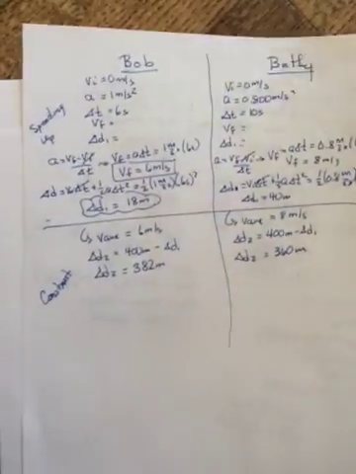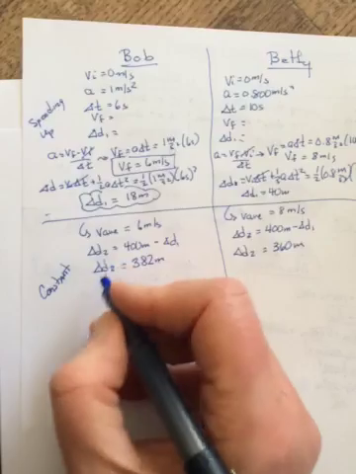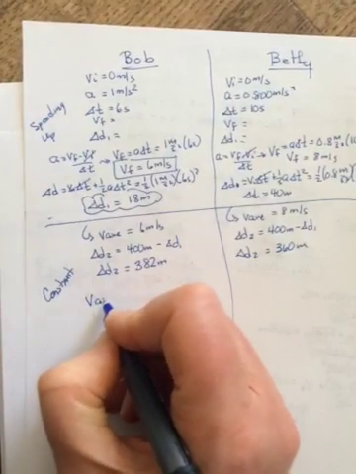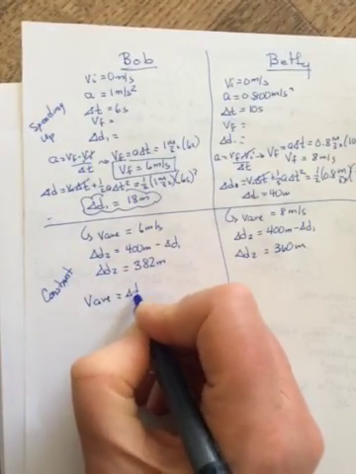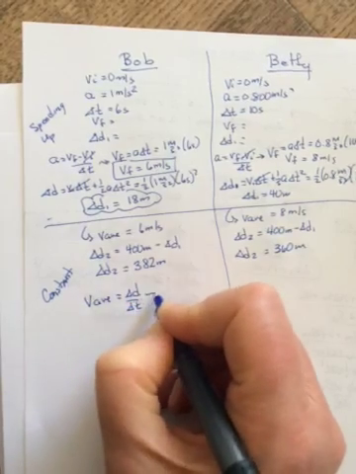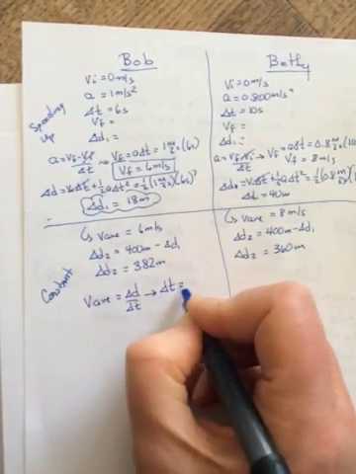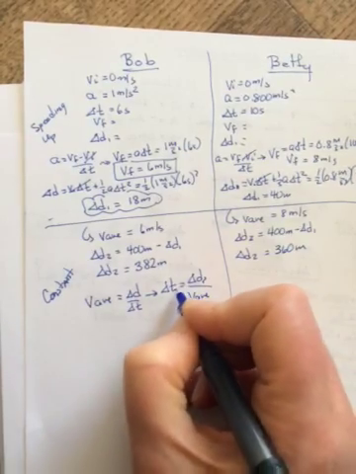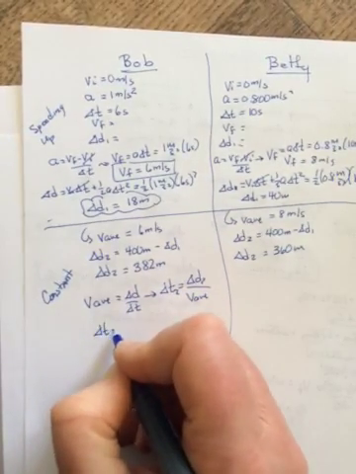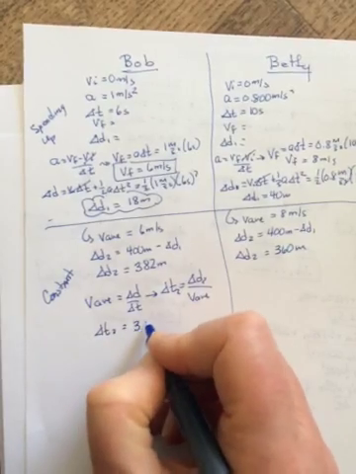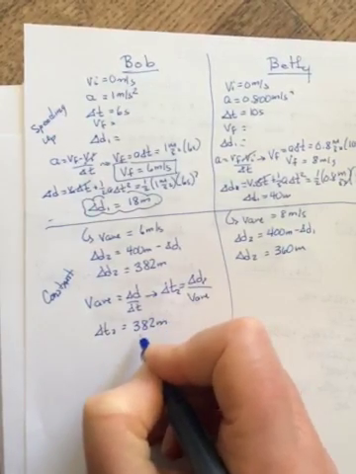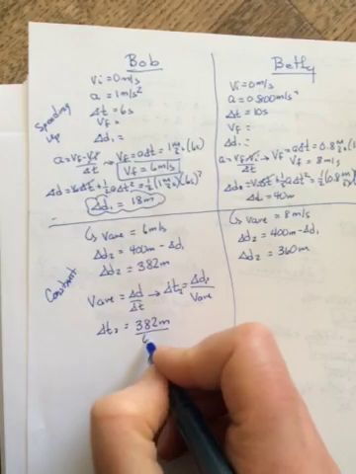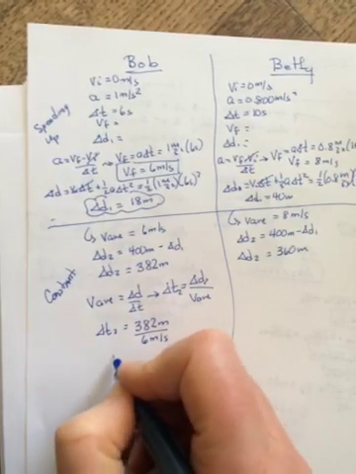Okay, and so now with that, we can find out how long. So we can figure out who wins. So we know VAV equals delta D over delta T. So delta T is equal to delta D over VAV. This is T2. So delta T2 is equal to, for Bob, the 382 meters he has left, divided by his 6 meters per second.